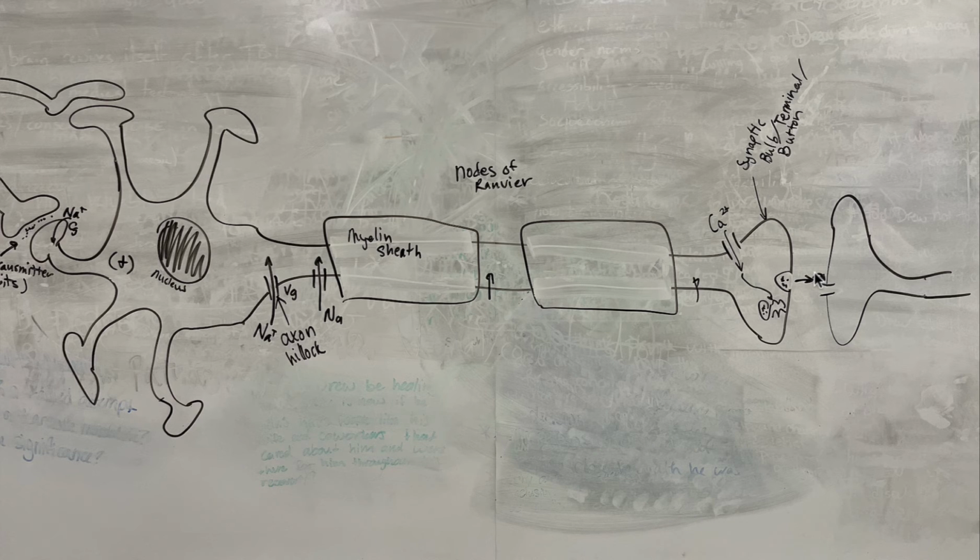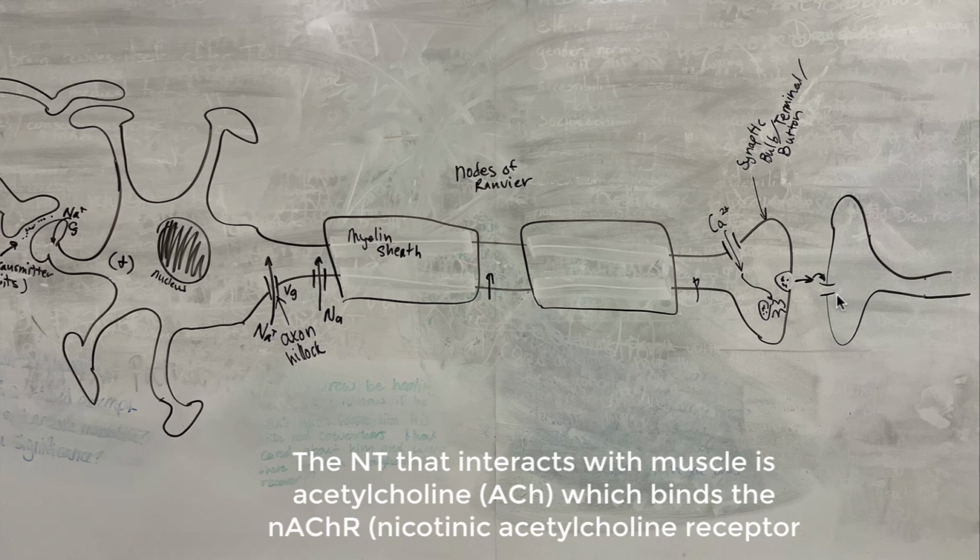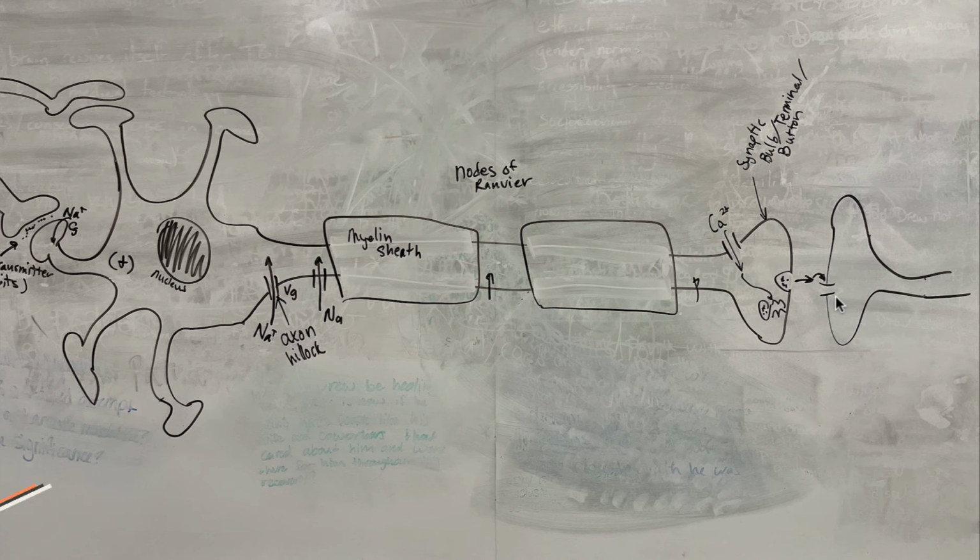Generally, this is going to be a neurotransmitter that is going to interact with the next neuron or the muscle. In the case of a muscle, it's always going to be acetylcholine, and it will always bind to the acetylcholine receptor, or the nicotinic acetylcholine receptor, on the muscle cell.